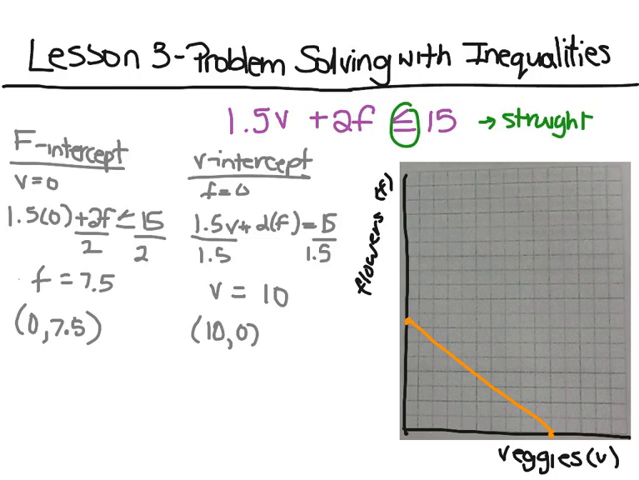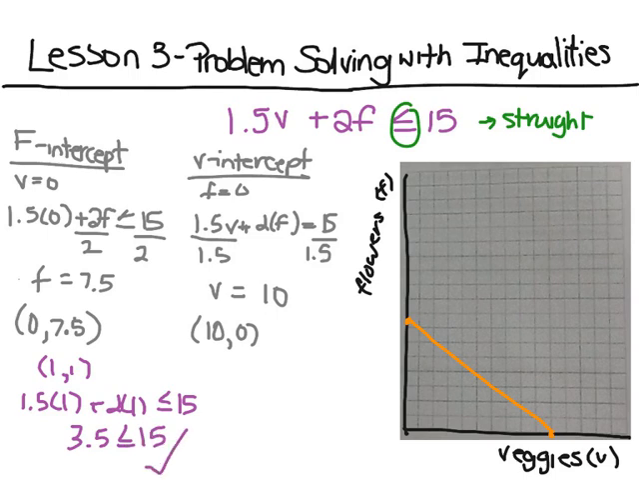Now, we need to decide where we're going to shade. So we choose our test point, so let's choose 1, 1. So 1.5 times 1 plus 2 times 1 is less than or equal to 15. So 3.5 is less than or equal to 15. So this works, so we know we're going to be shading below.